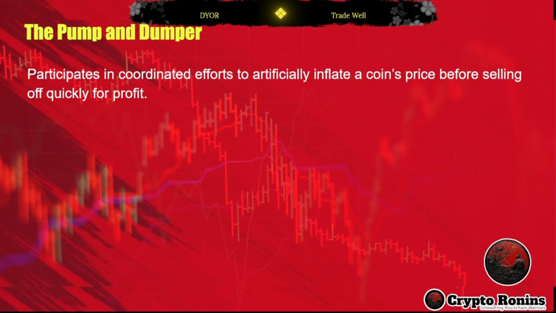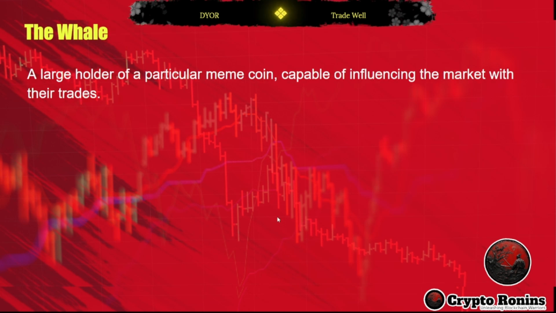And probably won't have much to deal with you. So you've got to be careful being in this category. The whale. Now, don't just think a whale has to have more money than God. You might become a whale just by simply growing your account up to a certain amount of meme coins. A large holder of a particular meme coin, capable of influencing the market with their trades.